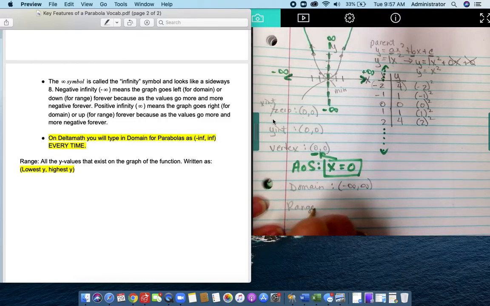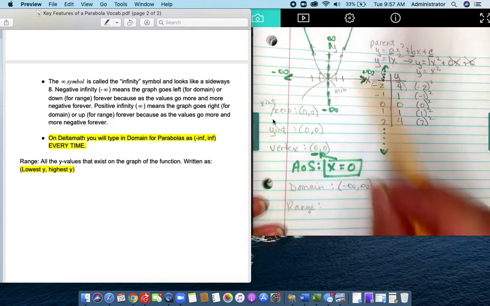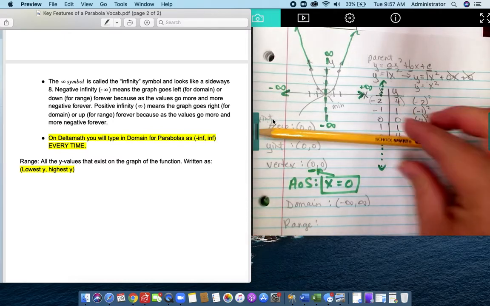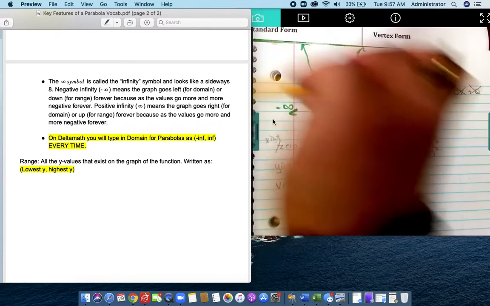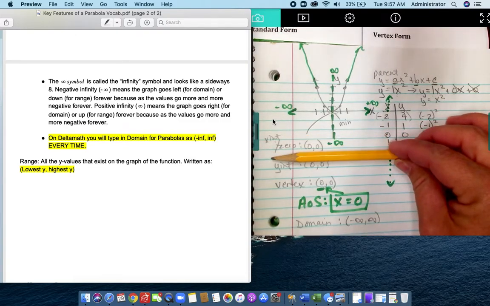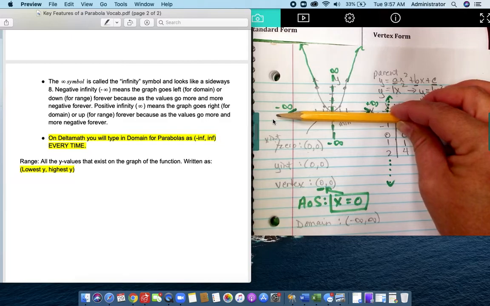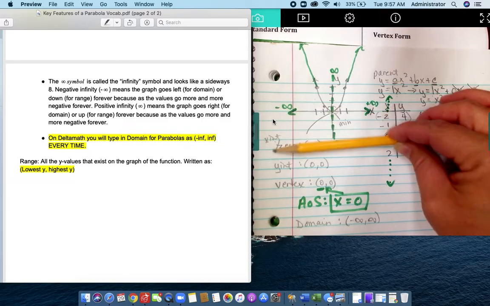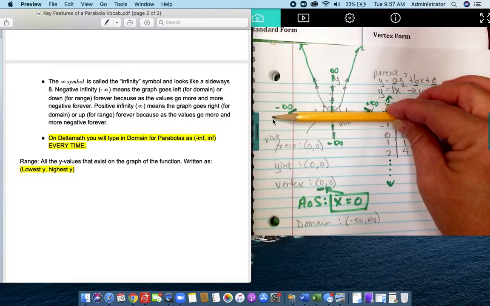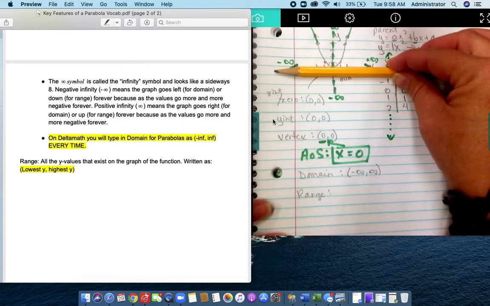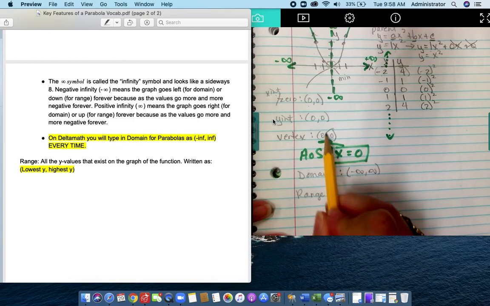My range would be my lowest y to my highest y. So I want you to hold a pencil vertically, and you can do this when you're doing it on the screen, and go, all right, if it opens up, then my lowest y is right here. My lowest y occurs at my vertex. The lowest y is the y from the vertex, which happens to be 0.